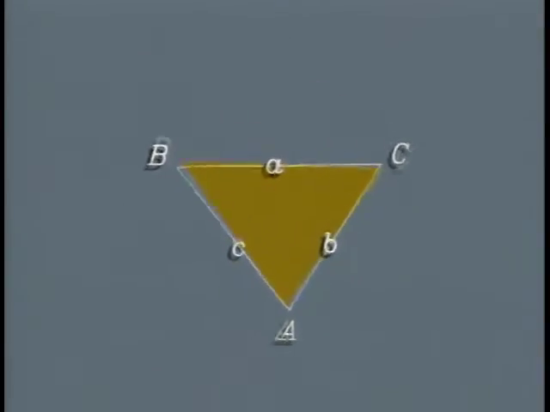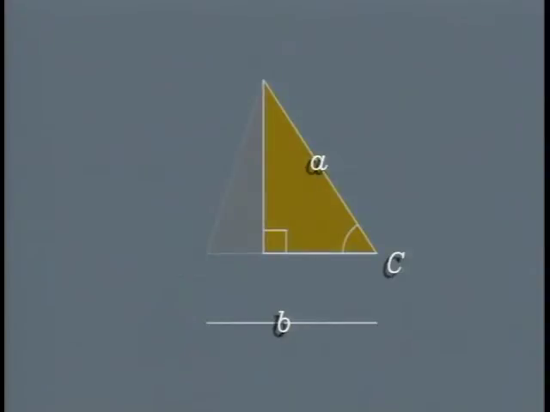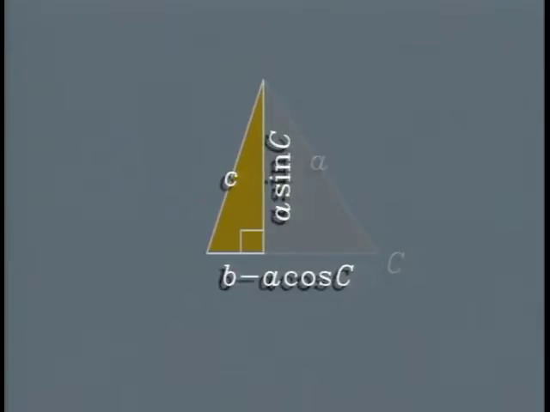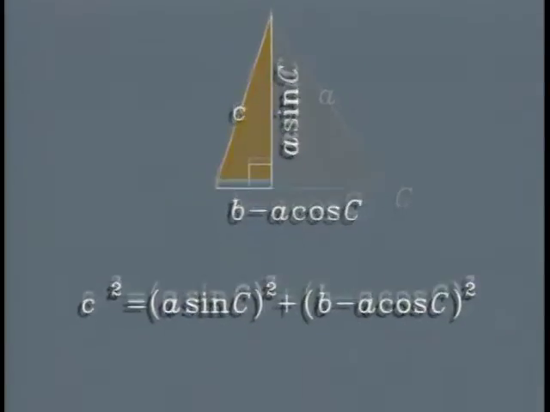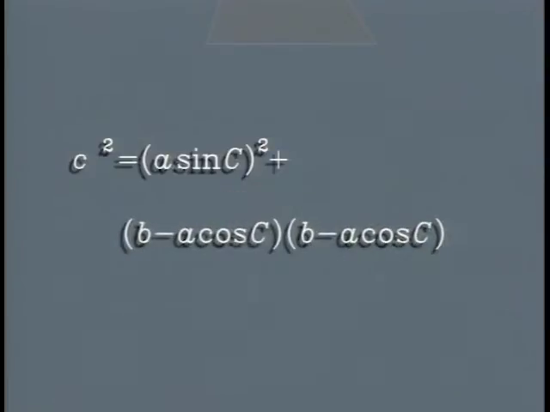Here's a different way to discover the law of cosines. Divide this triangle into two right triangles. This right triangle has base A cosine C and altitude A sine C. This one has the same altitude, but its base is B minus A cosine C. Now apply the Pythagorean theorem to this right triangle and do a little algebra. Square the binomial.